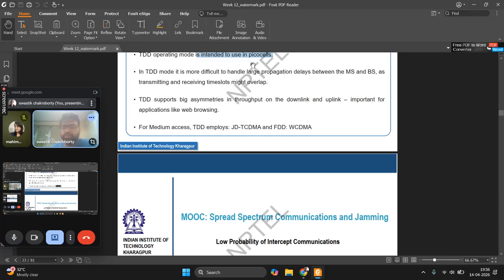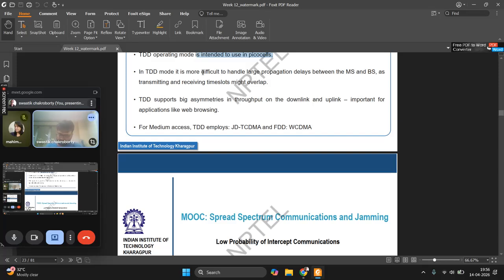So TDD supports big asymmetries in throughput on downlink and uplink, important for applications like web browsing. Now, for voice communication, uplink and downlink is mostly symmetric, whereas in web browsing, uplink and downlink are very asymmetric because you rarely upload as much as you download.